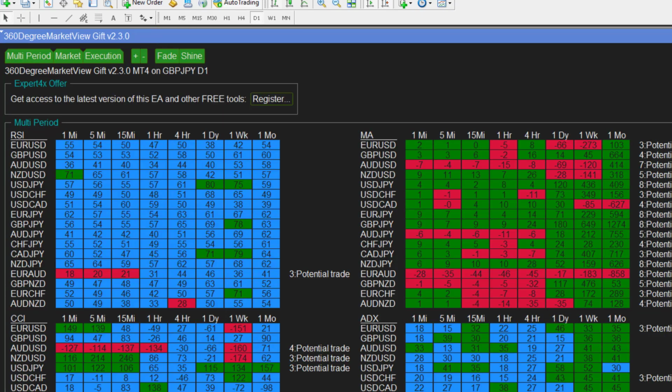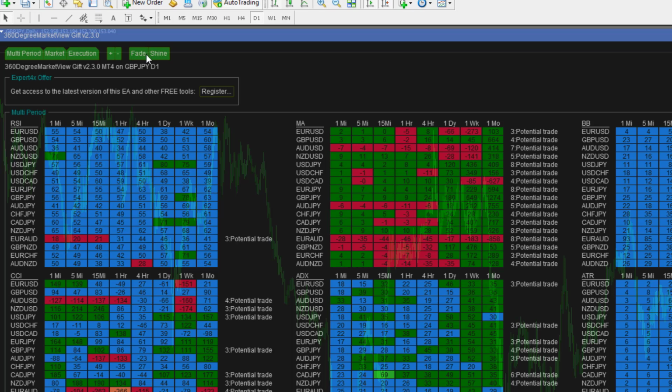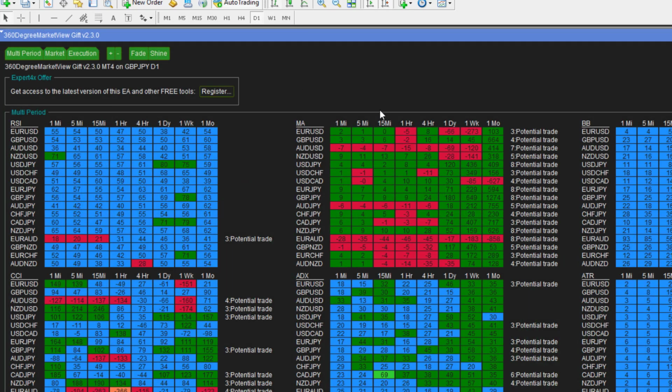So if these tables are too big, you can put them on 2 charts so that you can balance them out, or you can make them a lot smaller than what they are shown there. So it's a very flexible table.